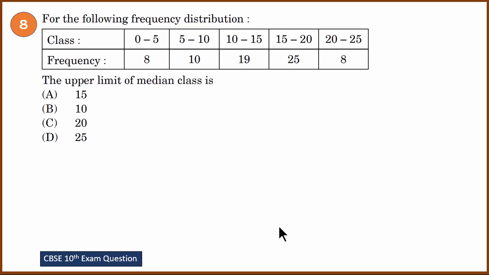8th question. Same type of question, but in this question they have asked for upper limit. For the following frequency distribution, so they have given us a frequency distribution. They have asked upper limit of median class. So we have to find median class and then we have to find the upper limit.